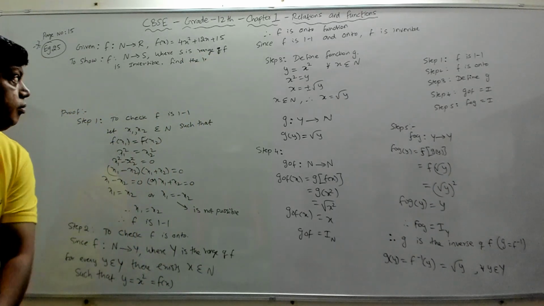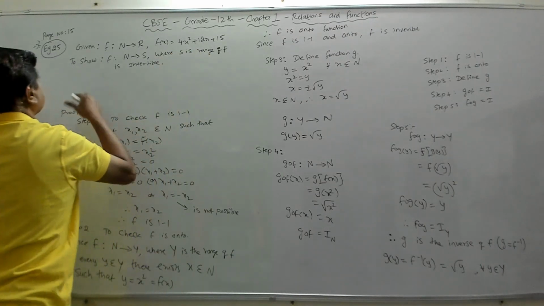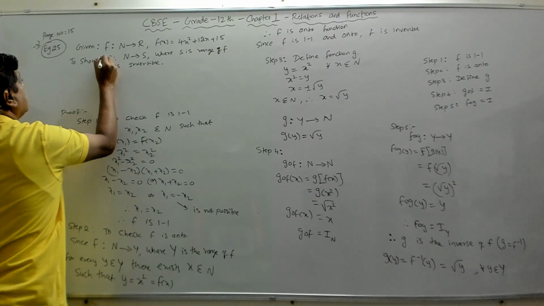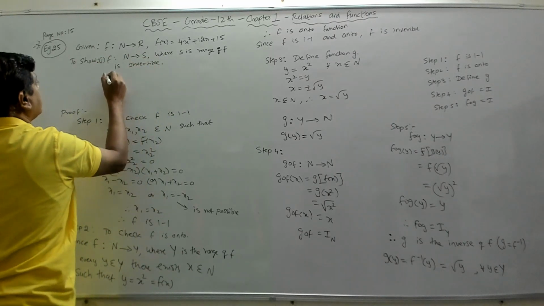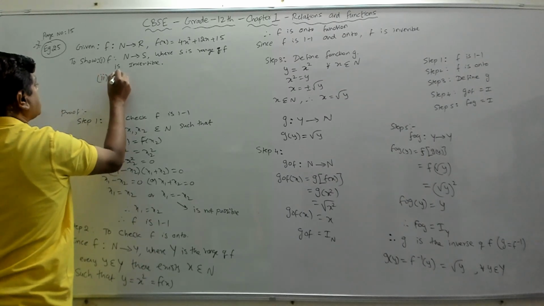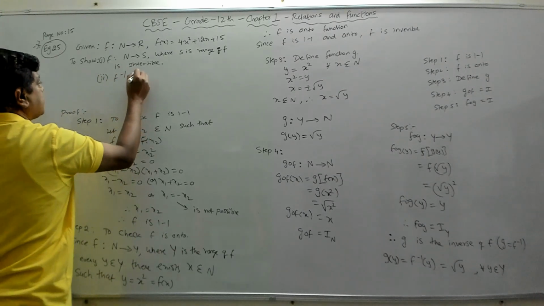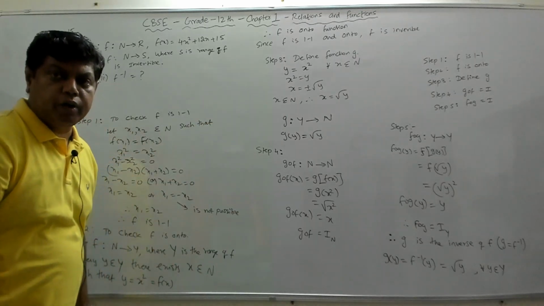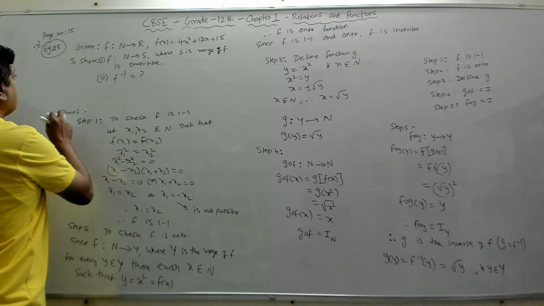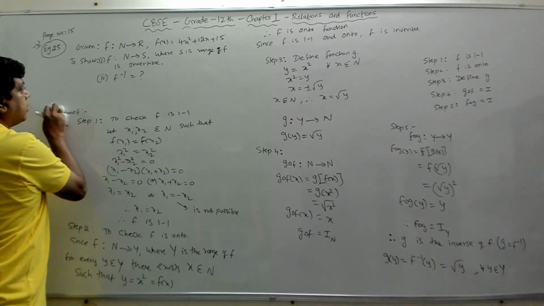Or I can put it as second part. So this first part is to show that if the function is from N to S, we have to show that f is invertible. And second part is we have to find f inverse. It's the same type of question. f inverse equal to what? Same like the previous problem that we did. Fine. Now let me erase all this.